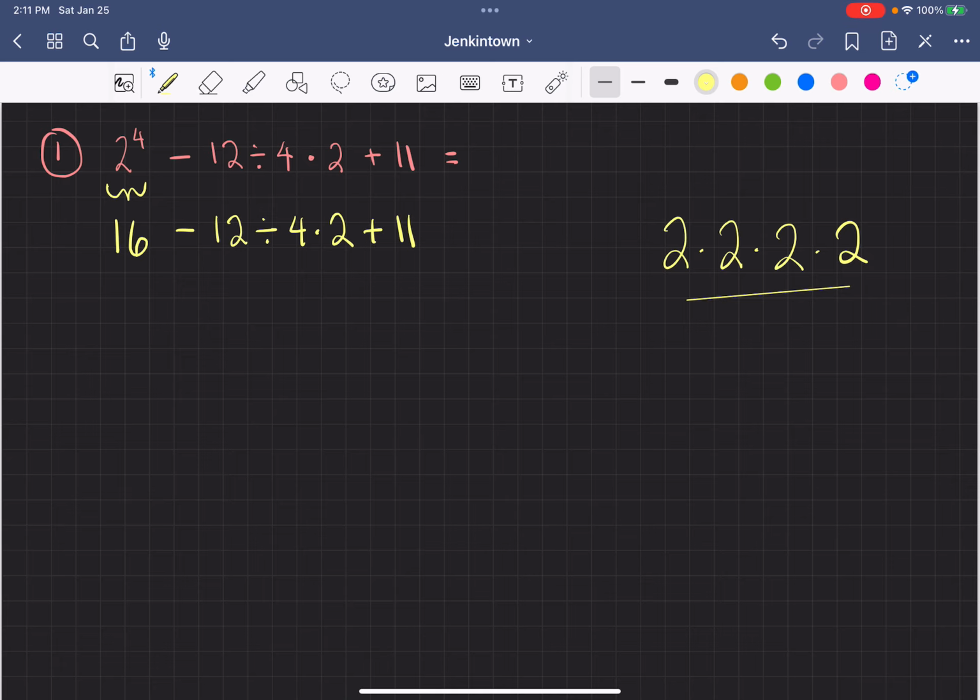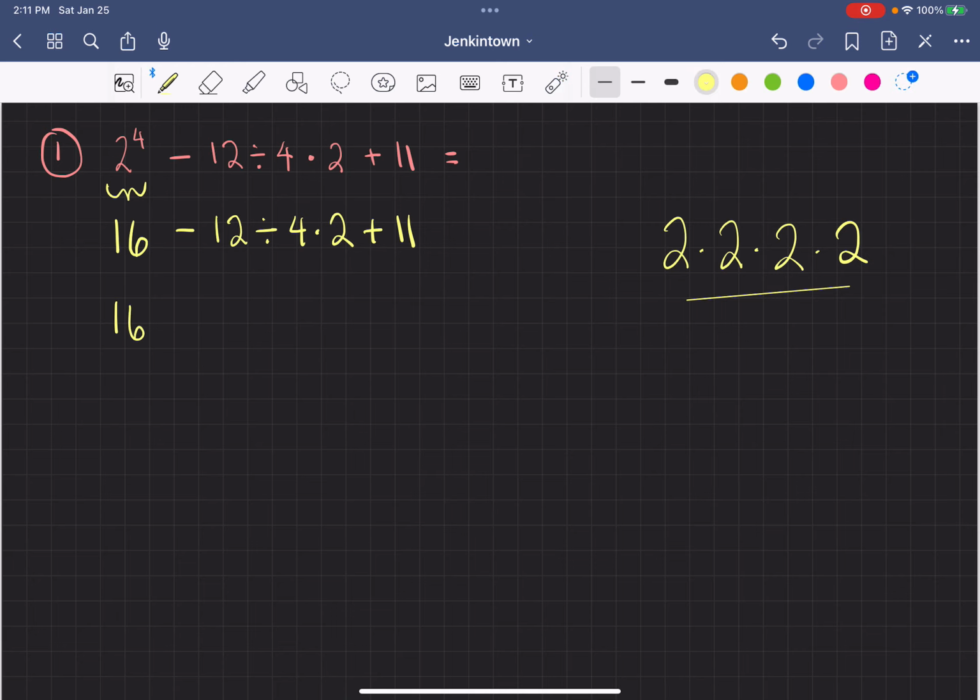Okay, after exponent comes multiplication and division from left to right. So you might feel tempted to do the 16 minus 12, but what you should do first is this part. You have division and multiplication here. Which one you're going to do first? The one that comes first from left to right, which is the division. So that's what you're going to do first.